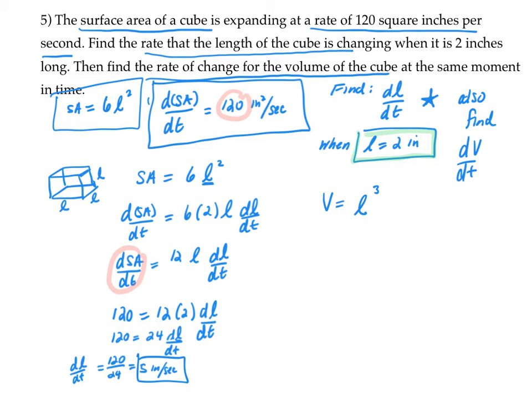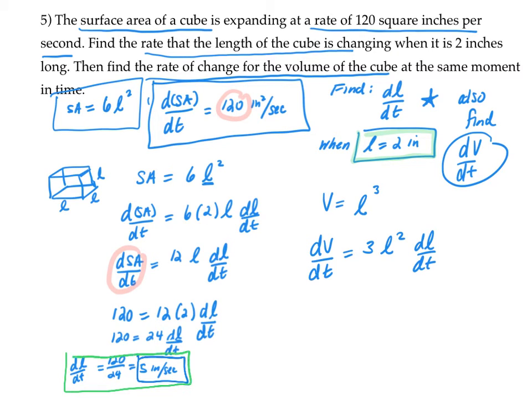All right, take the derivative, because now we're going to find dV/dt. So we have dV/dt, the rate of change of the volume with respect to time, equals 3L squared dL/dt. All right, so remember, over here, we solved for dL/dt. We're still looking at the moment in time when the length is 2 inches. So we're ready to plug those numbers in and find our dV/dt, our rate of change of the volume.